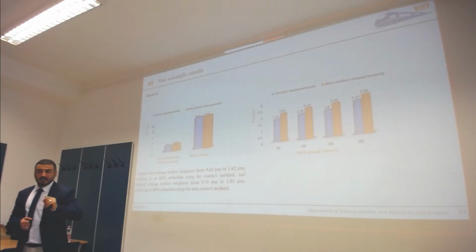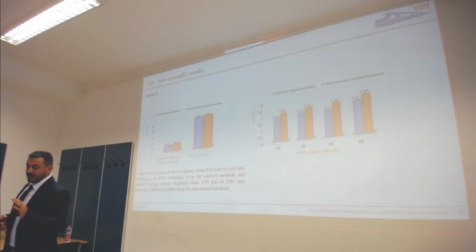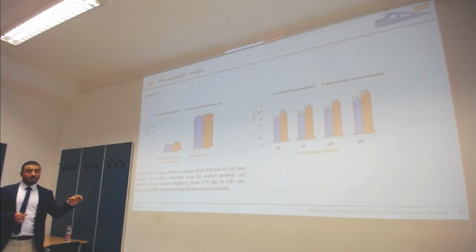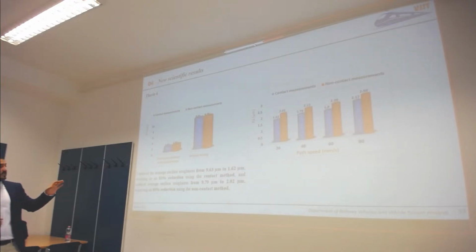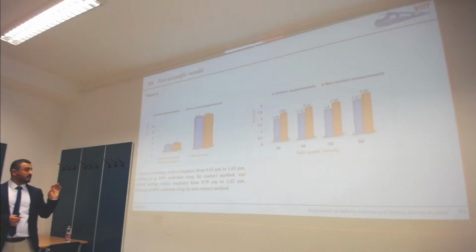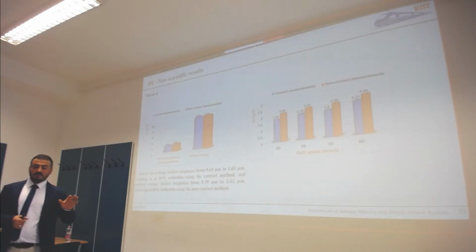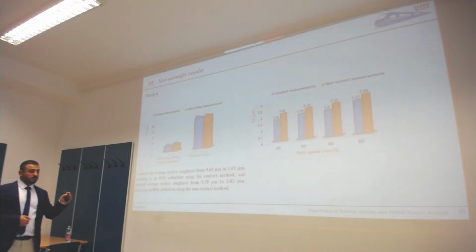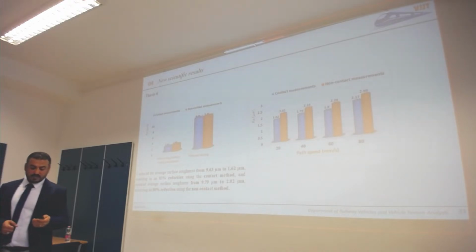So, after applying the ironing post-processing with the default setting, I found that I successfully minimized the average surface roughness about 83% using contact measurements and about 80% using non-contact measurements. So it was reduced from 9.6 micrometer to 1.6 micrometer for the contact measurements.